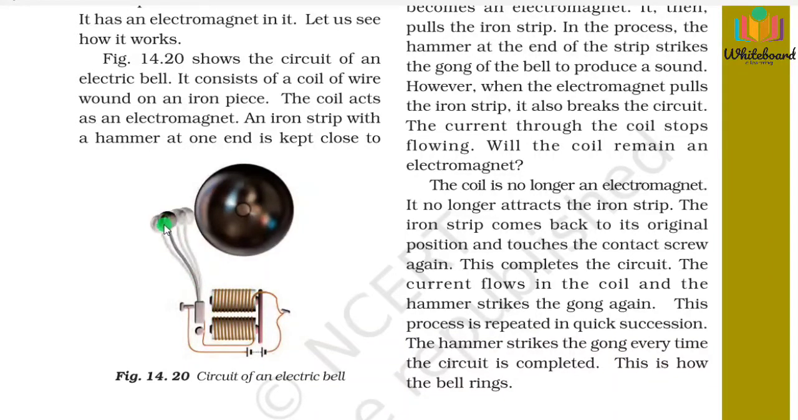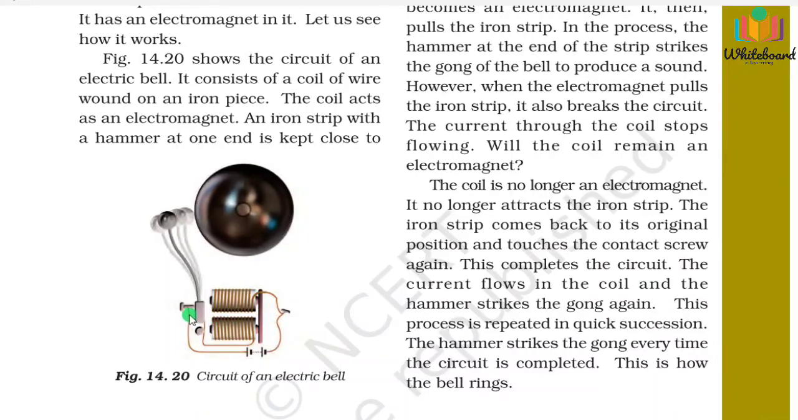Then the hammer will hit the gong, and when the hammer hits the gong, the distance from the screw will be greater and it will be detached. When it is detached, you can see current will not flow; from the closed circuit it will become an open circuit. So when it is an open circuit, current will not flow, so ultimately the electromagnet will no longer work. So when the electromagnet no longer works, it will not attract the iron strip towards this winding.